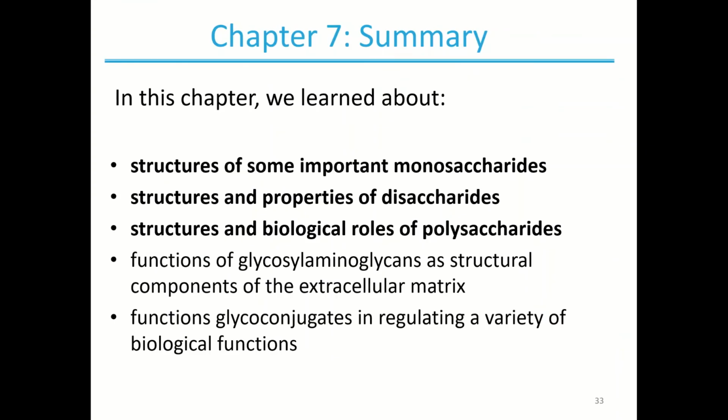So in summary of chapter 7, what's really important are the structures of the monosaccharides, the really important ones: glucose, ribose, and fructose. And then we looked at some disaccharides, and that glycosidic bond, how you can have anomeric carbons, that's important. And the important polysaccharides we mentioned today are the most pressing, important parts of this chapter.